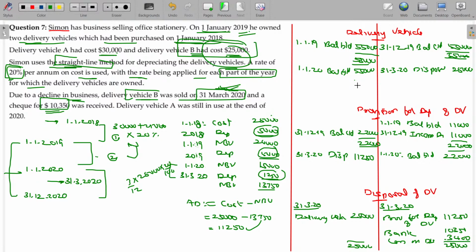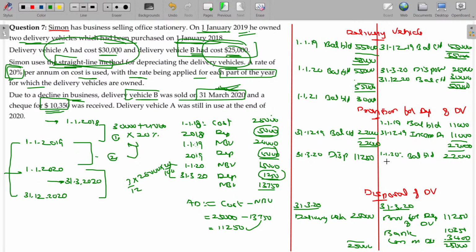So now I have to close the delivery vehicle account. If I close year end 31st December 20, you get the balance carried on being 30,000 rupees. 55. After subtracting 25, balance carried on being 30. 1/1/21, balance brought down also 30. This is nothing but the vehicle number 1. Vehicle number 2 is discarded.